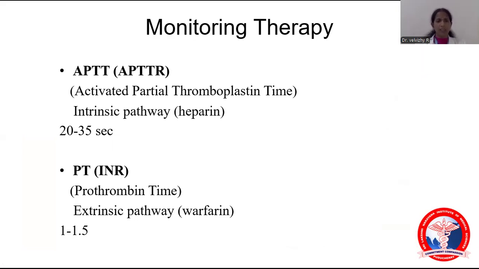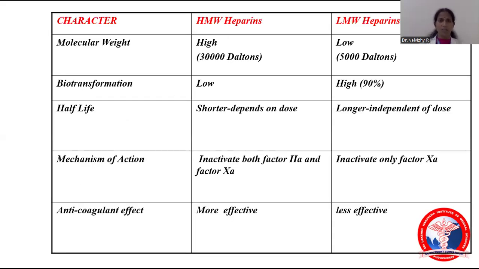Then PT INR, that is prothrombin time international normalized ratio. The normal is 1 to 1.5. If the patient is taking an anticoagulant, it may go to 2.5 or so. But if it goes beyond that, the patient will easily have bleeding manifestations. So these are the differences between high molecular weight heparin and low molecular weight heparin.